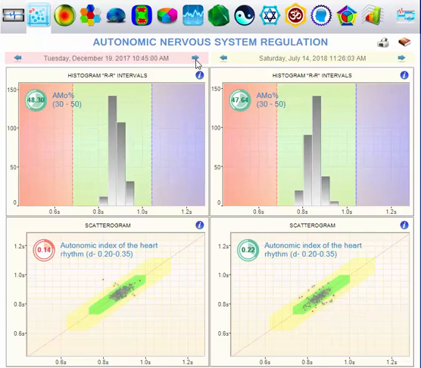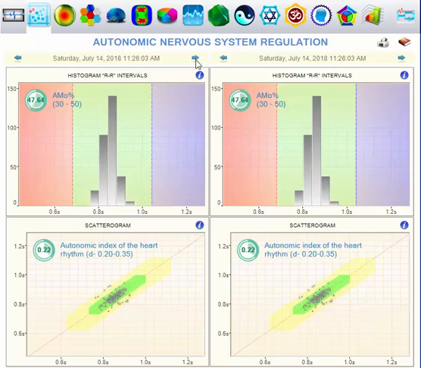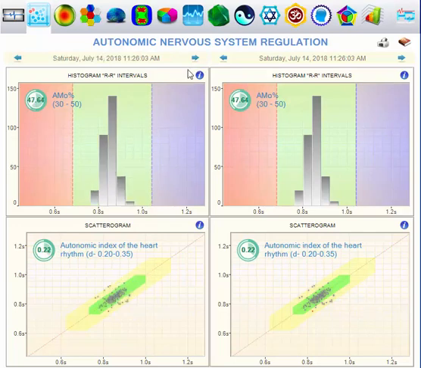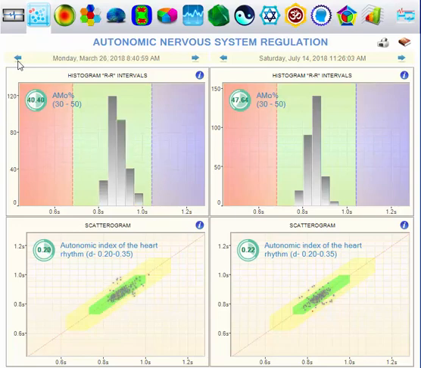When we start treatment, it starts dropping down, and we see some improvement from the beginning. It's the same with the autonomic nerve index. When we started, it was a tight cloud scattergram, and the autonomic index of the heart rhythm was very low, 0.12. When we perform some treatment, it starts rising to 0.14, then 0.20, and then 0.22. So this is what we see, some improvement in autonomic nerve regulation of the heart rhythm. This is what is important.